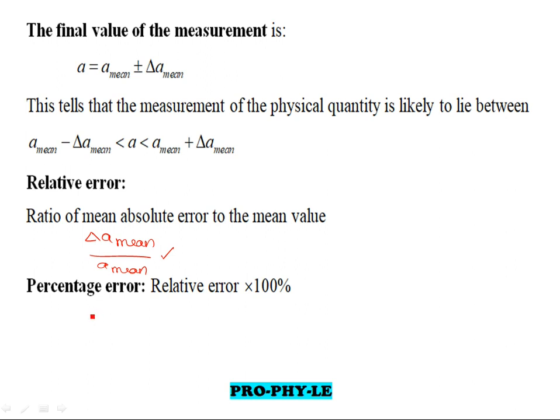And similarly, if we are asked for percentage error, that will be delta A mean by A mean into 100%, that gives percentage error. That is how you may be asked to identify absolute error, mean absolute error, relative error and percentage error. Once you know these values, then you can identify the corresponding measurement as a final measurement. You may be asked to identify that final value of the measurement also.